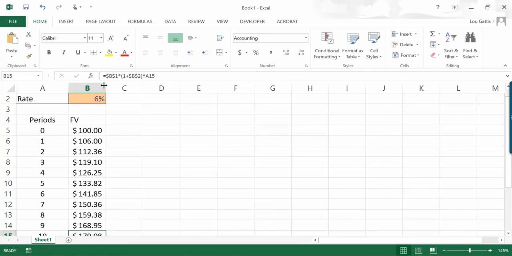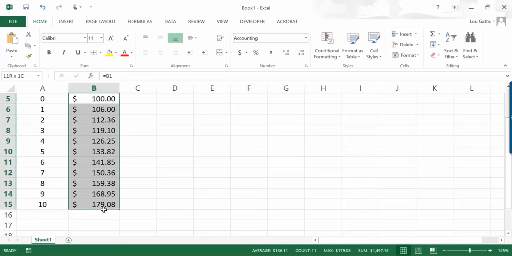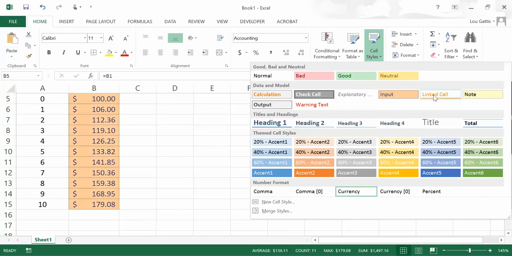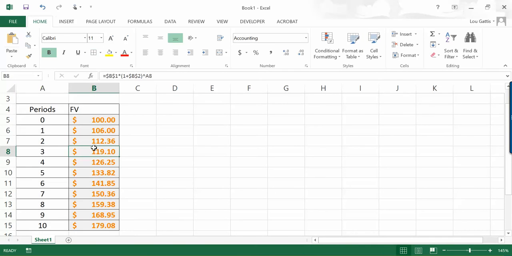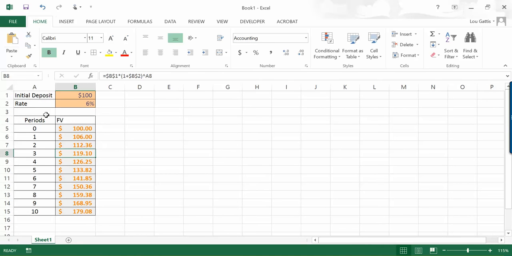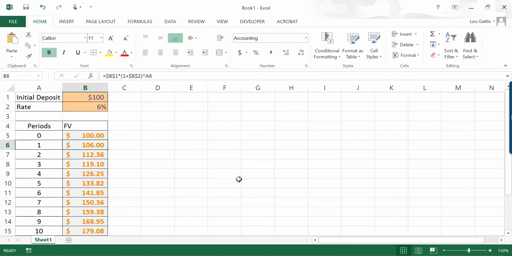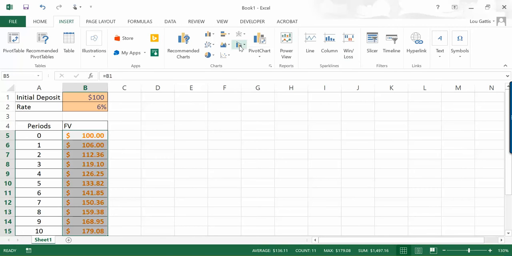So what these represent, I'm going to change the styles on these two to Excel's calculations. And then I'll put a border around all that. So what we see now is if I were given $100 today, that's worth $100. 1 year from now, that will be worth $106. 2 years from now, $112, and so on. And 10 years from now, that is worth $179.08. Now I could graph that. I'm going to highlight that data. I'm going to insert a graph.